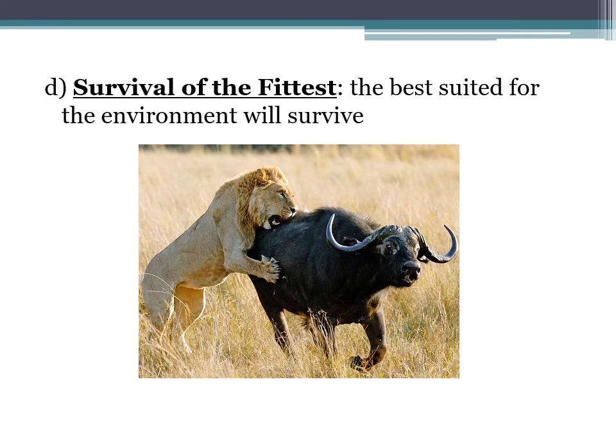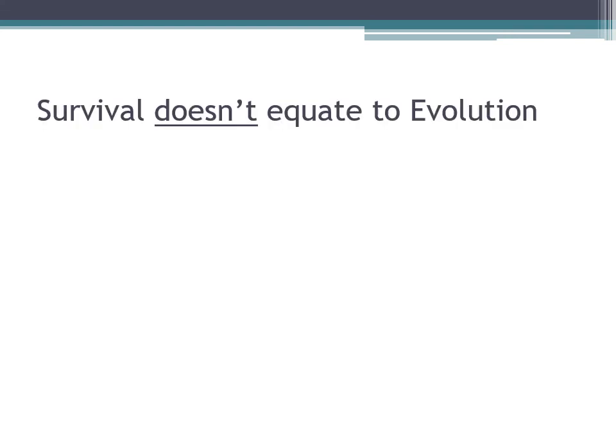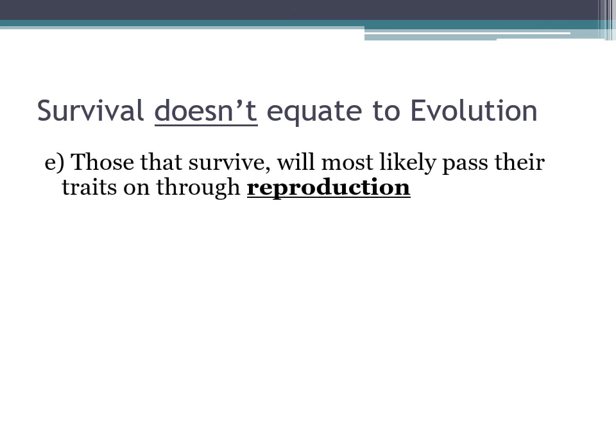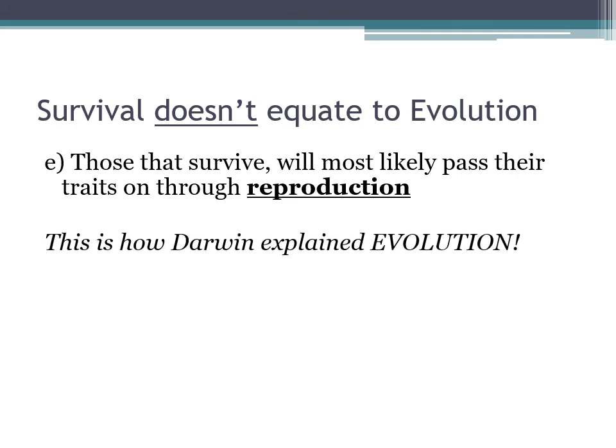This is what Darwin is known for: the fittest, not the most in shape, but the animal that is best suited for the environment will actually survive. However, survival doesn't equate to evolution. Darwin thought those that were able to survive will most likely pass along their traits through reproduction. Darwin explained this as evolution, survival of the fittest. They'll overpopulate, and then the one best suited will survive and pass along these traits, and that's how they will evolve.